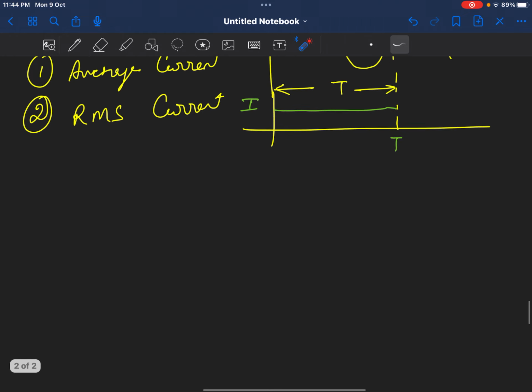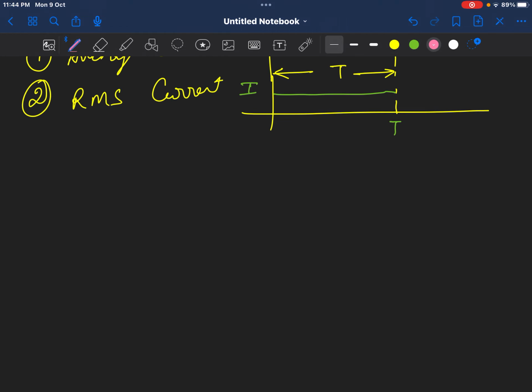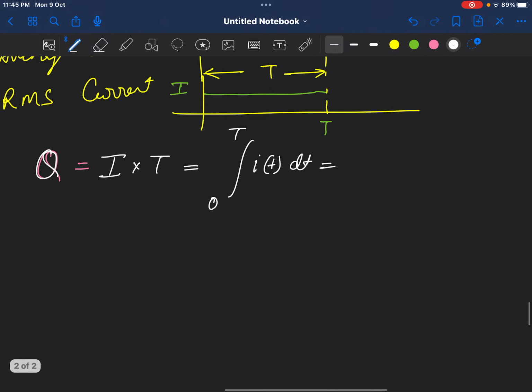That's a simple thing. So what we do, we assume that the charge Q for a DC is equal to I into t, whereas for AC it is the integral from 0 to t of I(t) dt. Since if we integrate from 0 to t, it will sum up to 0, what we did is take 2 times the integral from 0 to t by 2 of I(t) dt.